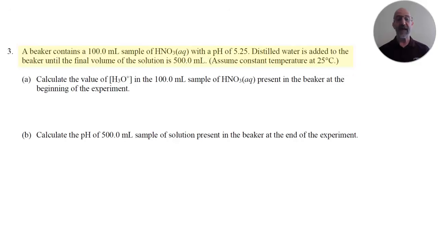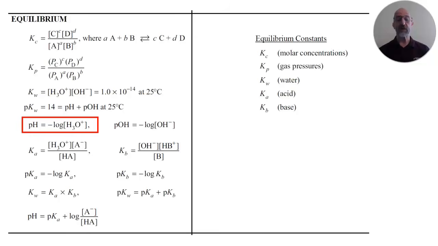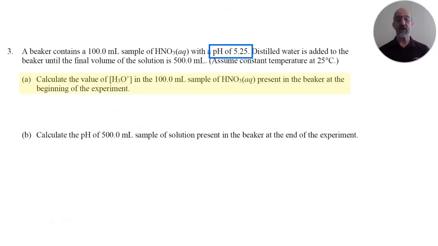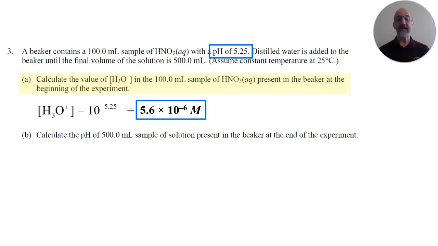Now, for this question, part A says, calculate the value of the concentration of the hydronium ion in the 100 milliliter sample of nitric acid present in the beaker at the beginning of the experiment. So if we know that the pH is 5.25, and we know how to use this particular equation, that would be 10 to the minus pH will give us the concentration of the hydronium ion in that beaker. So when I pick up my calculator and I do 10 to the minus 5.25, I get 5.6 times 10 to the negative 6 moles per liter. So that is the concentration of the hydronium ion, and that is the answer to part A.